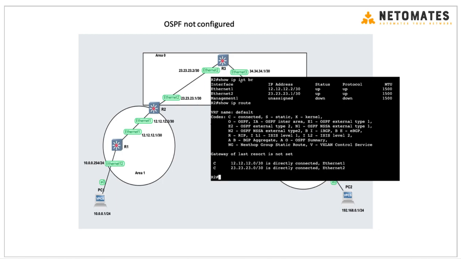So what does R2 know? R2 only knows 2 connected routes. One is 12.12.12.0/30 and another one is 23.23.23.0/30. I have chosen these IPs so that it is easy for you to identify which link it is. I used 12 because this link is between R1 and R2, and I used 23 here because this link is between R2 and R3. This will make it easier to recognize which link we are talking about when we look at the OSPF status commands.